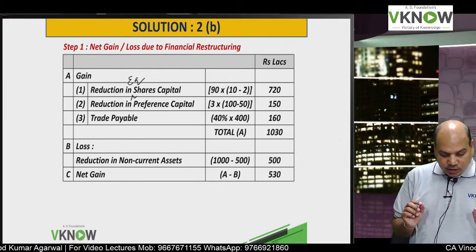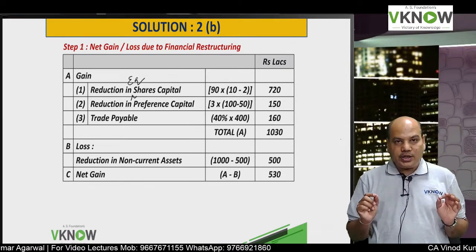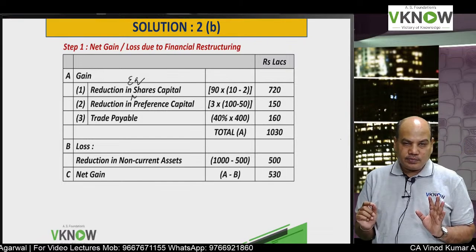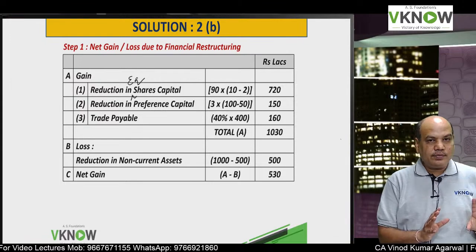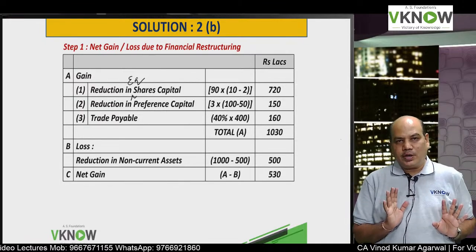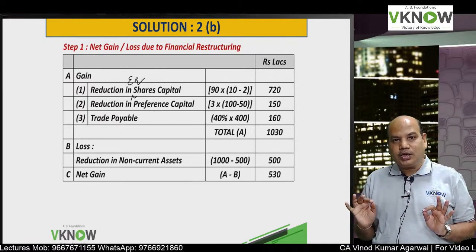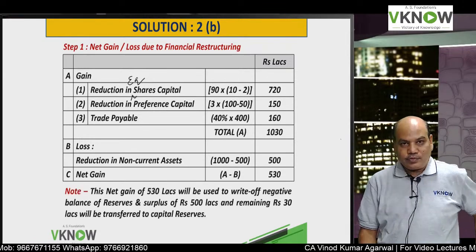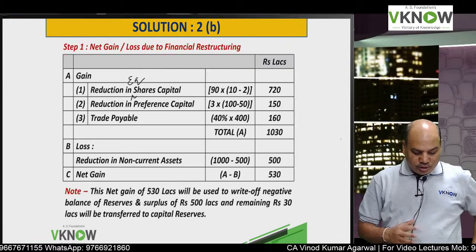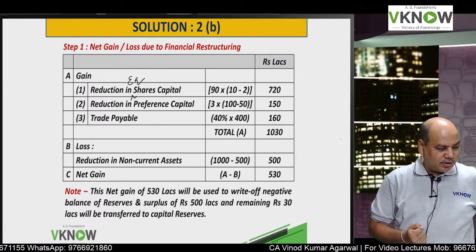If you look at the balance sheet, there is already a negative reserve of 500. So out of 530, 500 negative P&L account will be wiped off. Remaining 30 will be transferred to capital reserve. Oh, now you remember your happy days of intermediate.